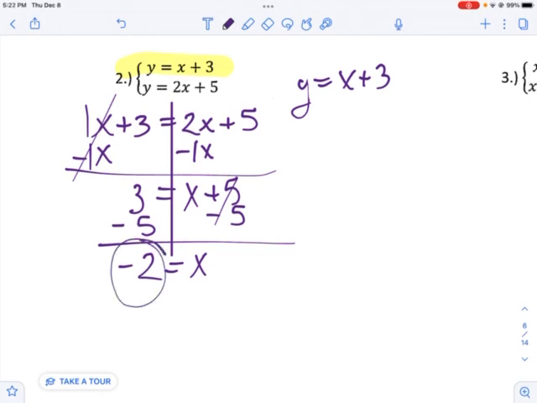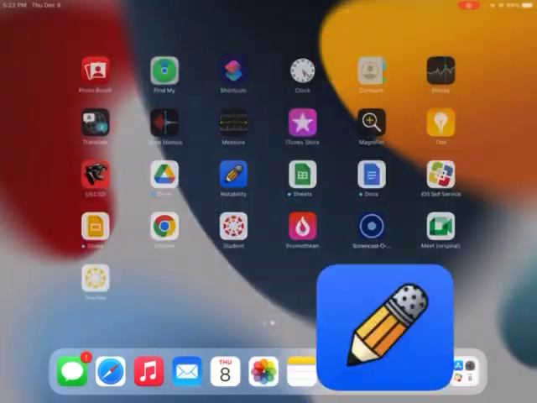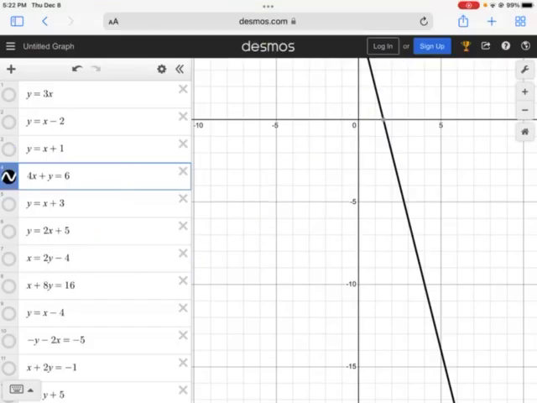And hopefully we get the value of 1 for y. My last step is to write it as an ordered pair. My y goes in my y coordinate, and then my negative 2 in my x coordinate. All right, let's check to see this one. I have all these equations pre-typed. So I can see the solution, negative 2, 1.